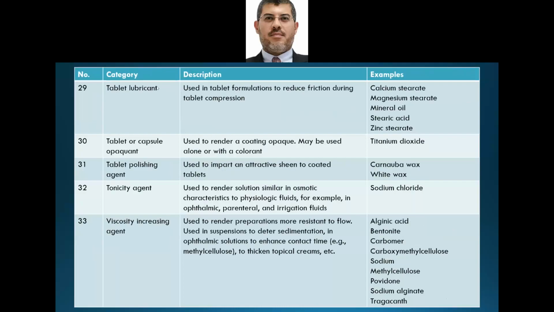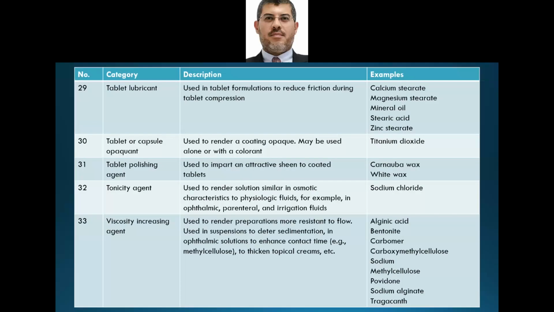We mentioned the lubricant before, which is anti-adherent as well. They are stearates or oils. And then tablet or capsule opacant. If I want to use a substance that will make the coating dark and prevent the light, then I use something like titanium oxide. It will be included in the coating solution.